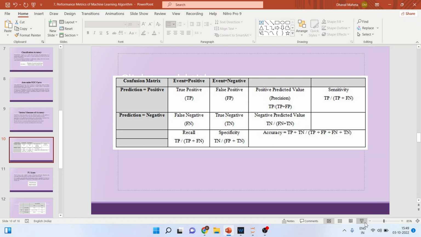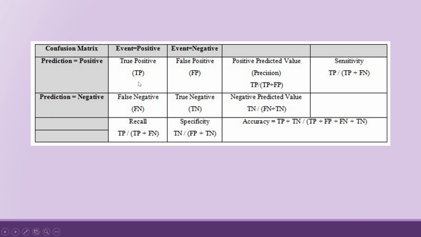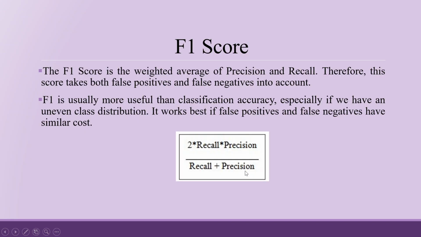Now what is a recall? Recall is true positive upon true positive plus false negative. Specificity is true negative upon false positive plus true negative.